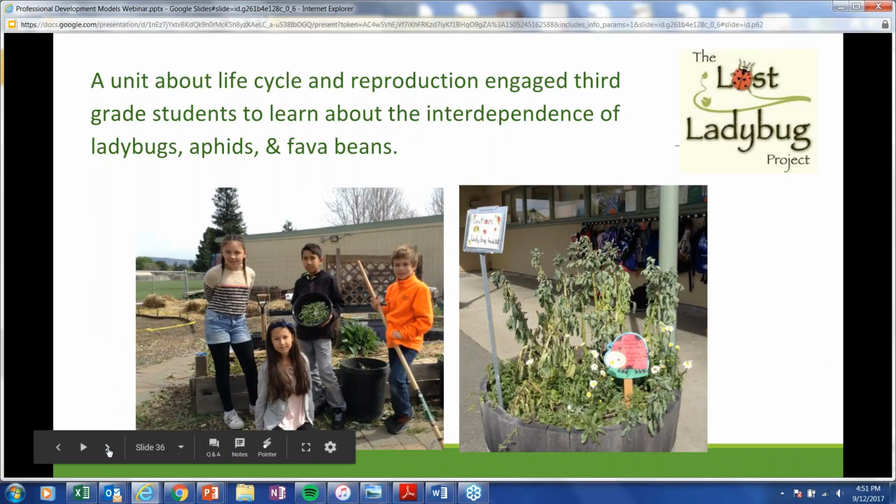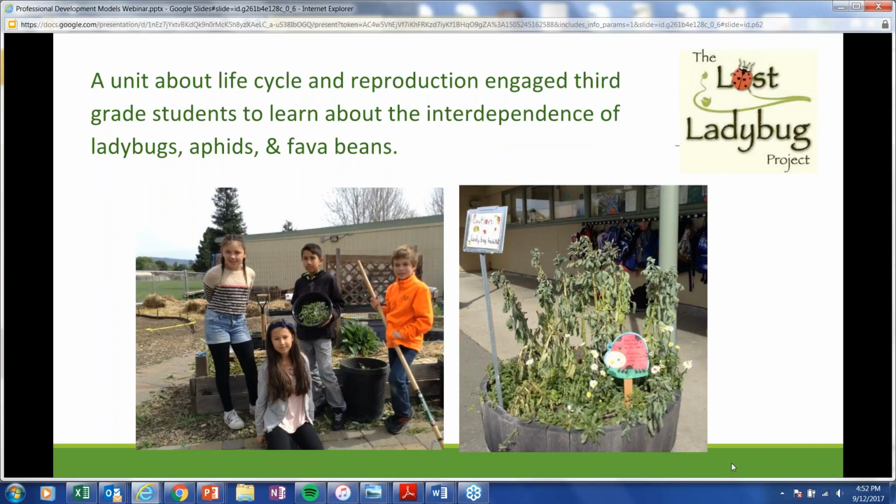And in 3rd grade, the unit was about life cycles and reproduction. And so the 3rd graders had this situation where they observed, we plant fava beans, which we would do anyway because they're a great cover crop in the fall season. And by the time spring comes around and insects are active, the fava beans become covered with aphids, and then the students learn all about the role of beneficial insects in controlling aphids.